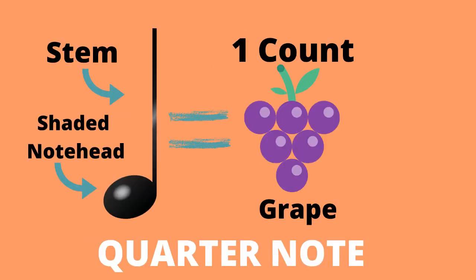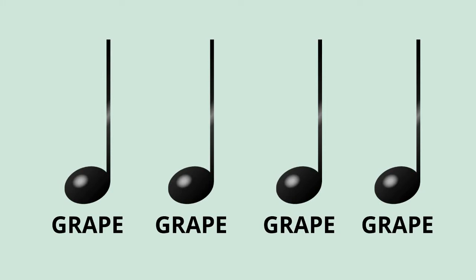It's grape. Now I have here a rhythm pattern of four quarter notes. Let us play and recite the fruit name, grape. Are you ready? Grape, grape, grape, grape. Now it's your turn. Play the rhythm. Ready, go. Good job.